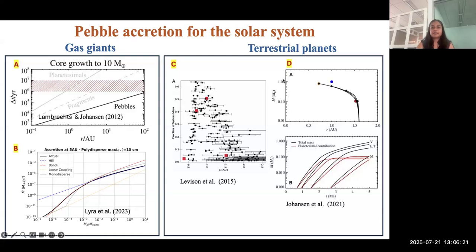For the terrestrial planets, Levison et al. and also Johansen et al. both show the dynamical possibility of growing terrestrial planets by pebble accretion. They assume that the main growth mechanism of terrestrial planets is pebble accretion, and they reproduce the terrestrial planets' orbits, masses, inclinations, etc. Okay.